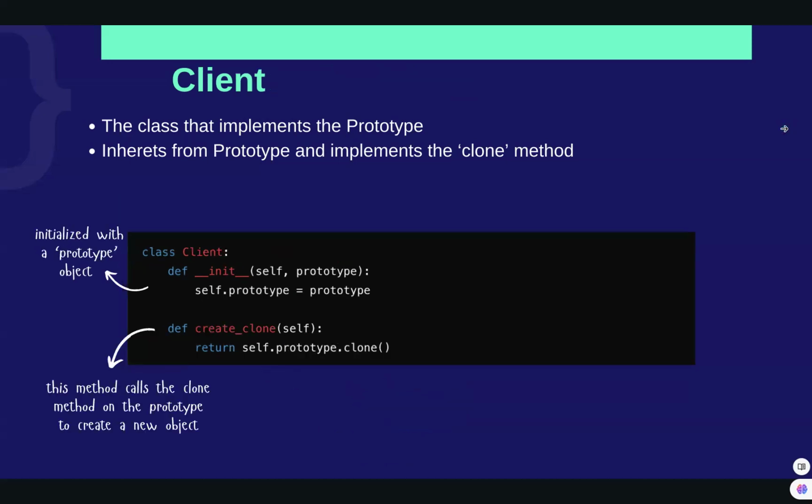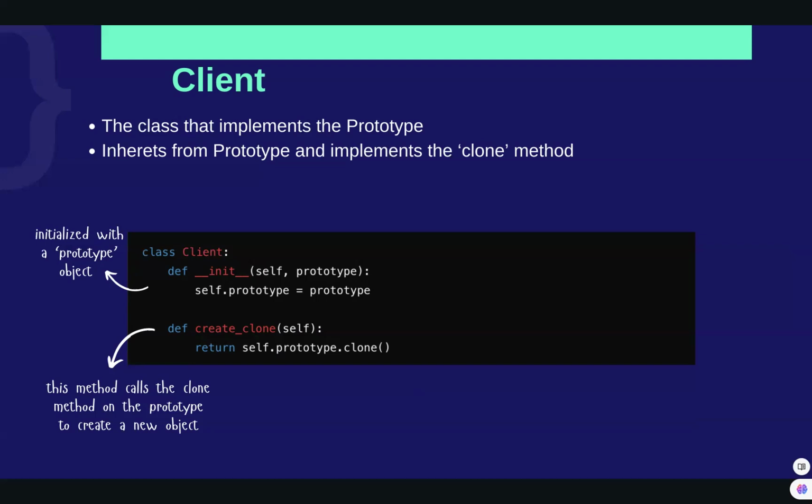Finally, we have the client. The client is the part of our code that uses the prototype to create new objects. So the client doesn't need to know the details of how the cloning is done. It just uses the clone method. Here's also an example of how it looks like.